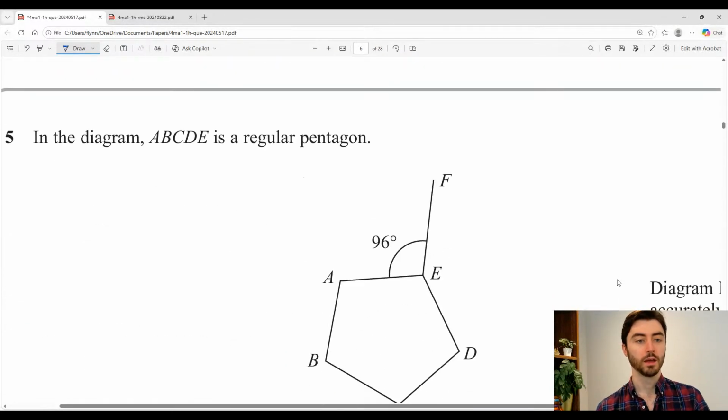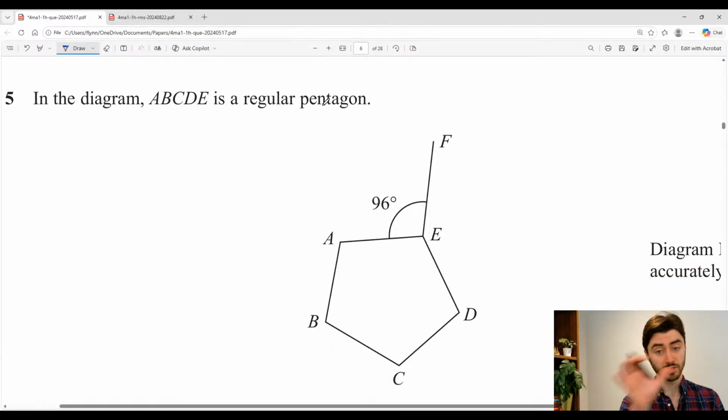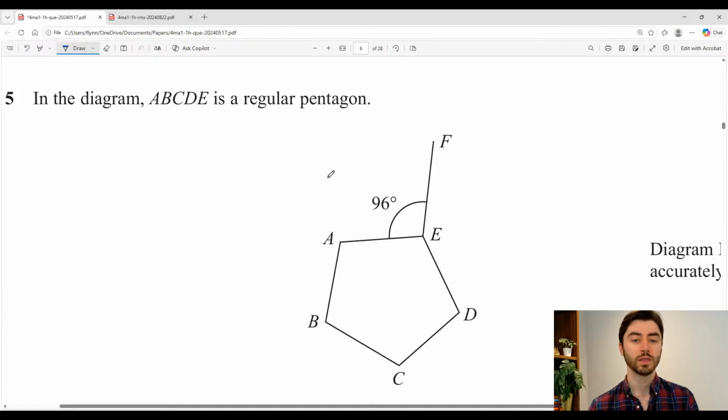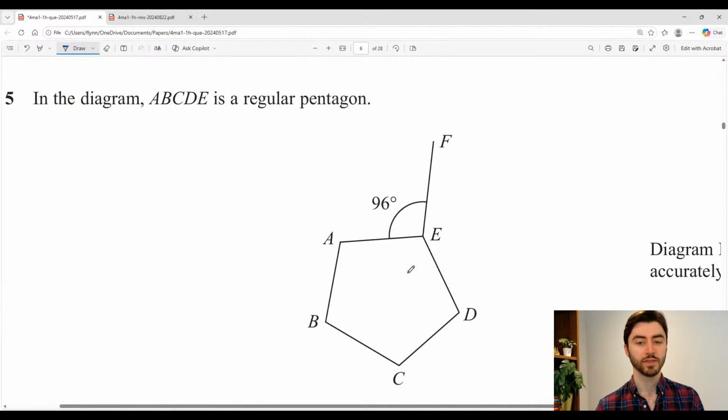Okay. So in the diagram, this looks like regular polygons and internal and external angles. So this is a regular pentagon. Work out the size of FED. Okay. Well, let's work out the internal angles of a regular pentagon.